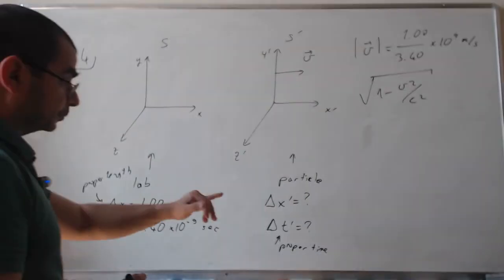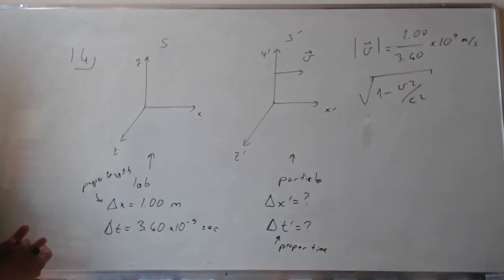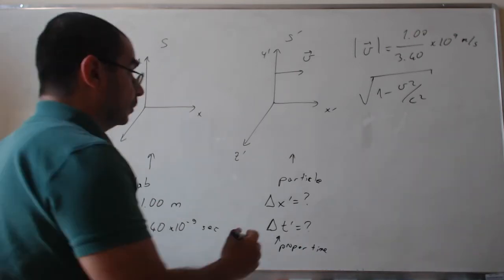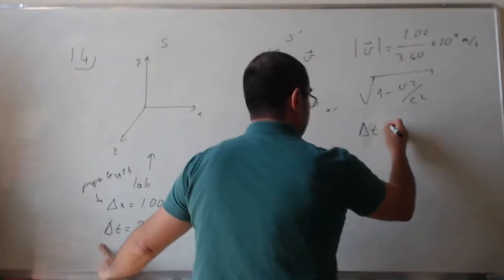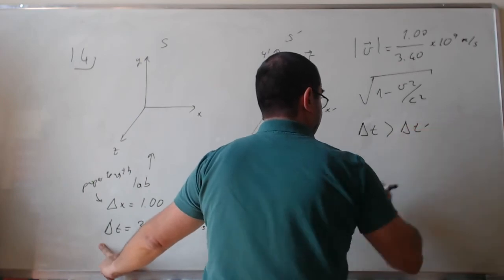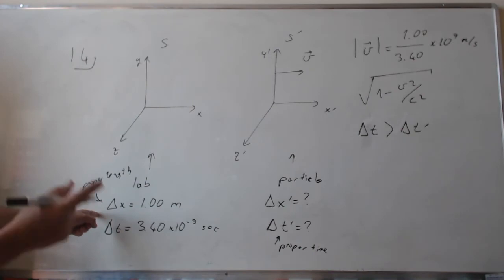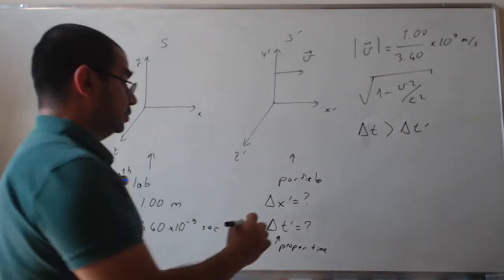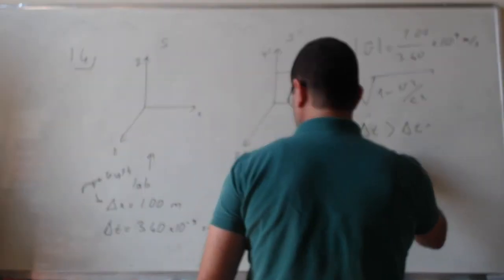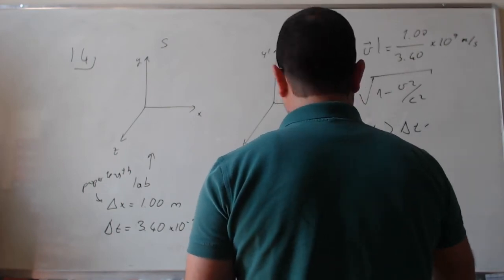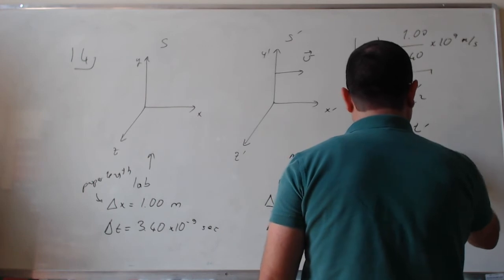Right? So this is the proper time. So it's the shortest time that's observed. Everybody else is going to see some dilated time, some longer time. So this delta t is going to be larger than delta t prime, and this is the proper length. So this is the longest length that we are going to have. Everybody else is going to measure some shorter length. So our delta x is also larger than delta x prime.